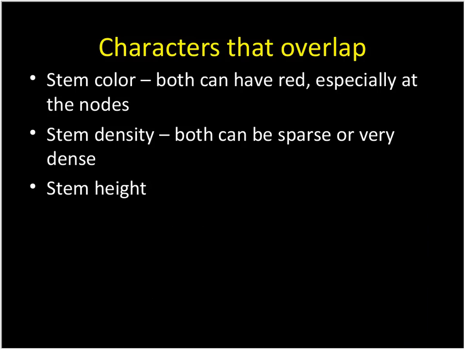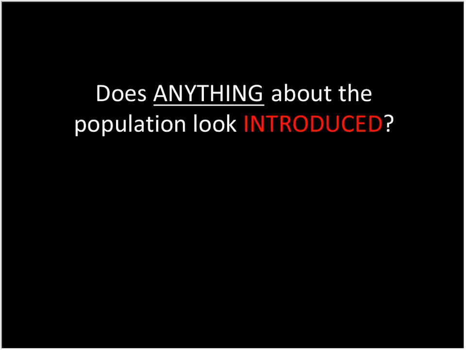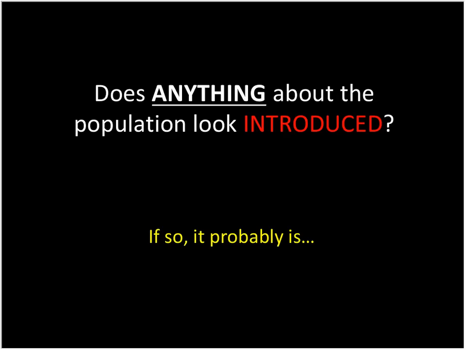So basically, when you're making these calls, you need to think about, does anything about the population look introduced? What I do, if I have any question in my mind, is I go and find a roadside population and do a comparison. And if you find anything that looks introduced, chances are it probably is introduced. So you need to keep that in mind and not get excited too easily about the possibility of finding a native.